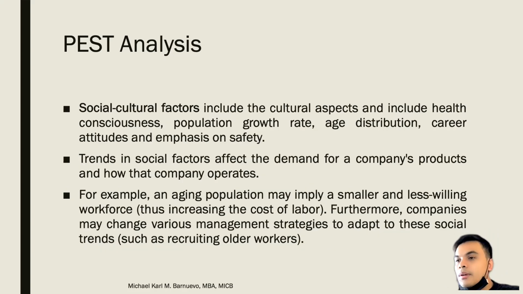Okay, what else? We have the socio-cultural, which includes cultural aspects and health consciousness, population growth, age distribution, career attitudes, and emphasis on safety. Health consciousness, again, more people really want to eat healthier foods. So if your product, let's say, is fast food, you will really be affected. Okay, population growth rate. The good thing about population growth rate is that the higher the population, it means more market.